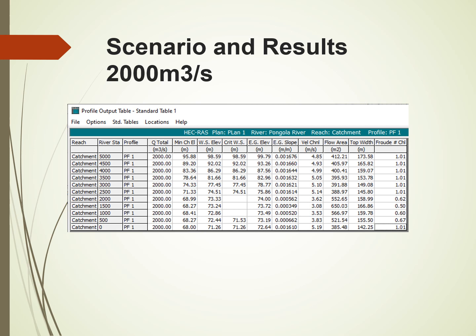What we can also see here is the Froude number. It's starting at supercritical, borderline at about 1, and that's from station 5000 down to about station 2000, and then suddenly it goes well below 1, which means we're going back to subcritical.